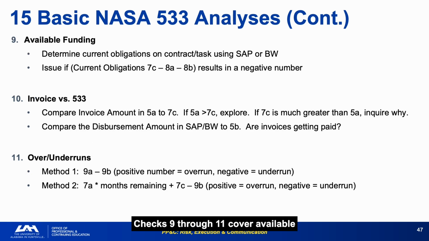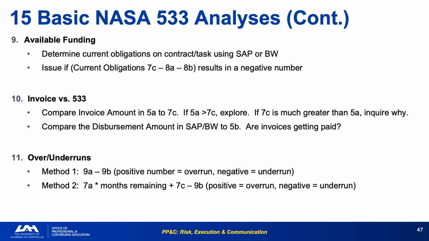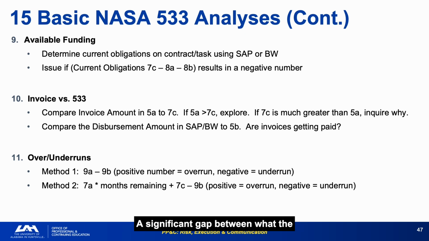Checks 9 through 11 cover available funding adequacy, invoice to 533 reconciliation, and overrun or underrun determination, 3 checks that directly connect the financial report to the legal and administrative realities of the contract. Comparing the invoice amount in column 5A to the cumulative cost in column 7C is one of the most revealing checks on the entire list. A significant gap between what the contractor claims to have spent and what they have invoiced warrants immediate explanation.